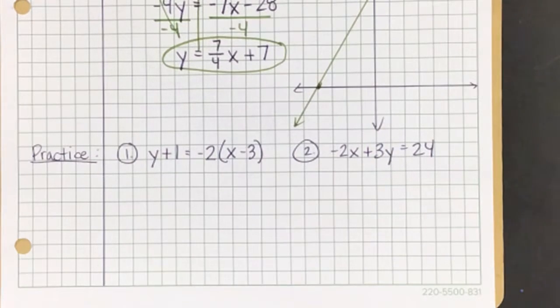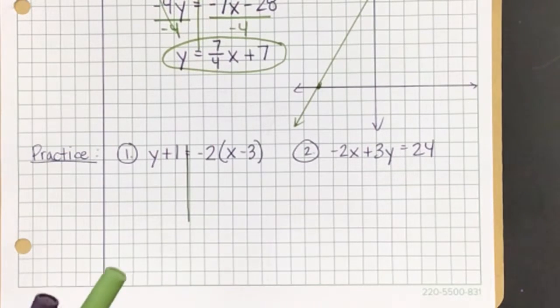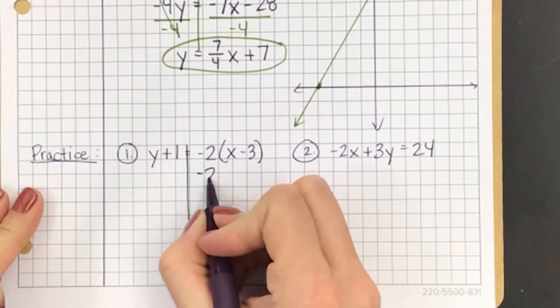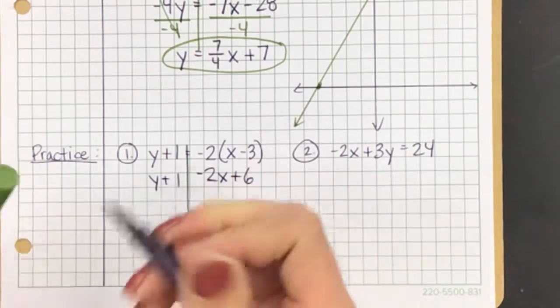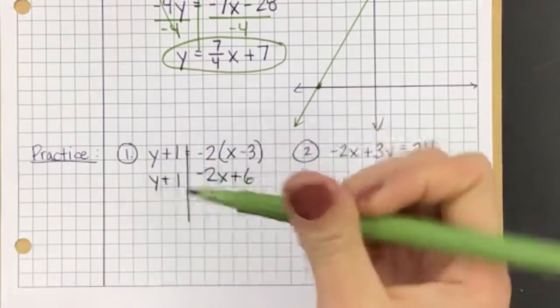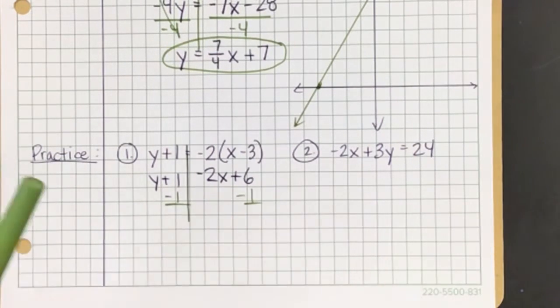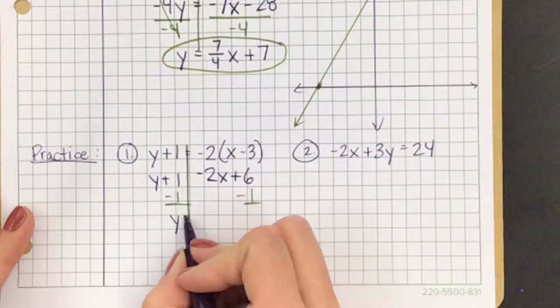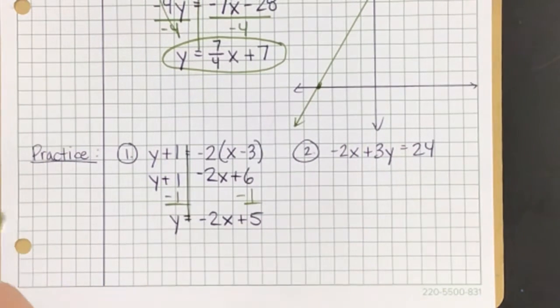Okay, y equals negative 2x plus 5. Let's check it out. I'm going to distribute first over here. Okay, and then I'm going to subtract 1. So we have y is equal to negative 2x plus 5. Yeah, good job, you guys.